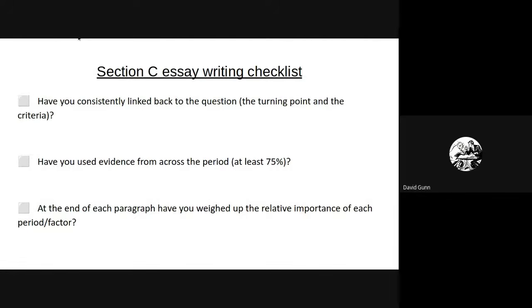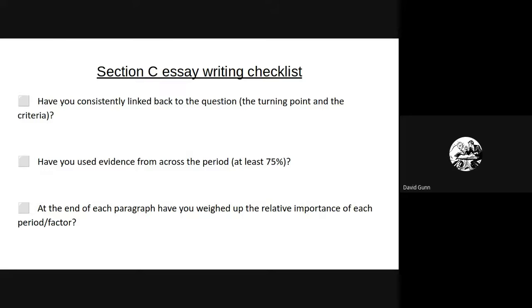Finally, here is a checklist you can look at that could help you when you're planning section C for paper 3. So have you consistently linked back to the question, so the turning point and the criteria? Whatever you use, if you say a turning point, it means something that was unprecedented, something that had a transformative impact, those kinds of things. You need to link back to that throughout the question.